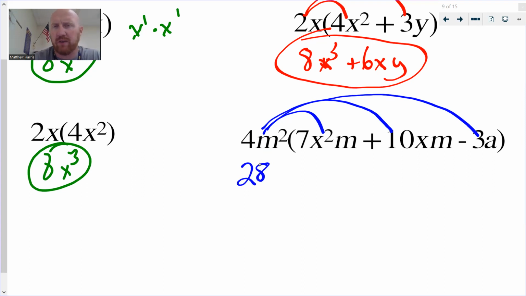We have an m squared and we have an x squared. Okay, well, we're just going to rewrite x squared. Now we have m squared times m. When we multiply exponents, we add them. So 2 plus 1 is 3. So we have m cubed.